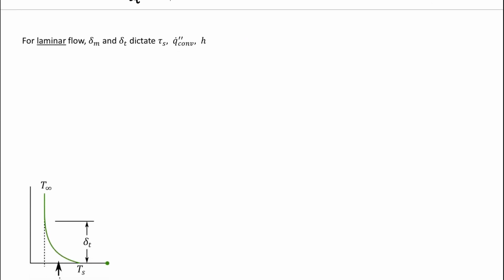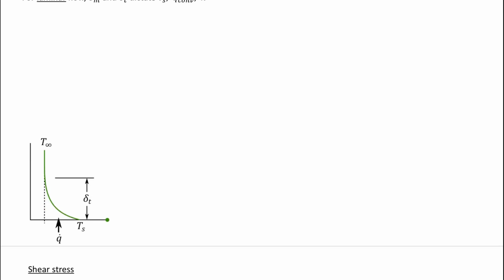All right, so for laminar flow, the momentum boundary layer and the thermal boundary layer dictate three things that we usually care about as engineers. We don't usually care about the boundary layer itself, unless you're really academic. What you really care about is the effects of those things: the shear stress, the flux from the surface, and the heat transfer coefficient. The boundary layer dictates shear stress, flux, and heat transfer coefficient. Let's think a little bit about how that actually works.